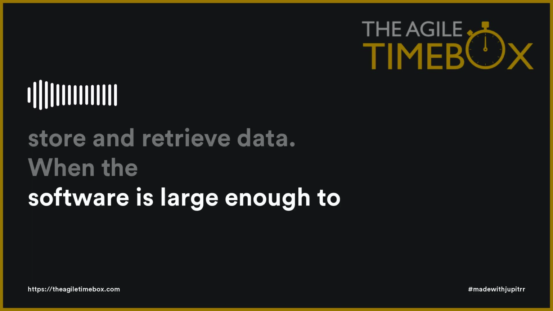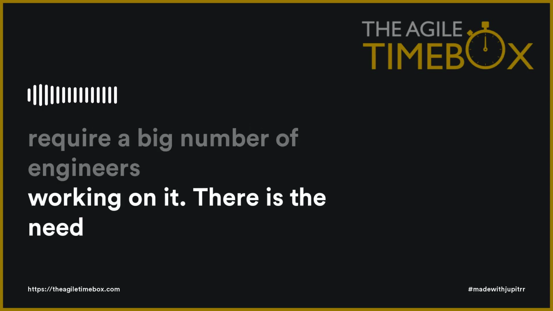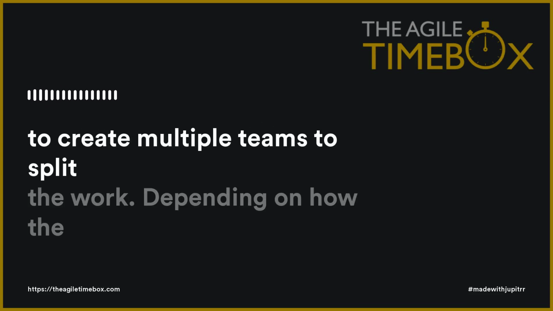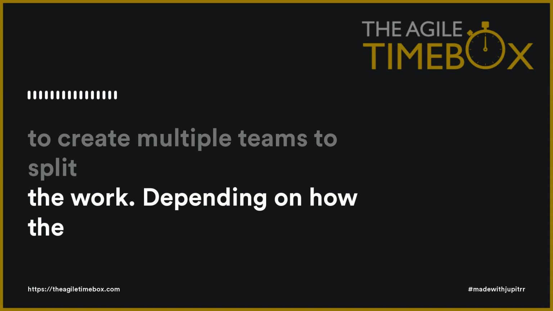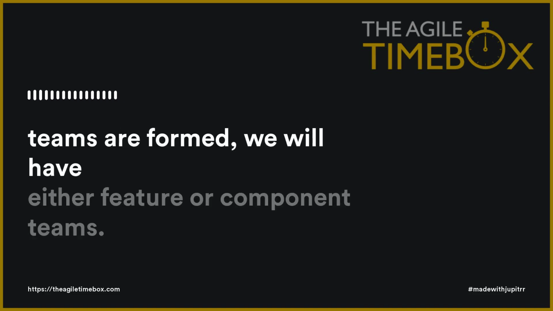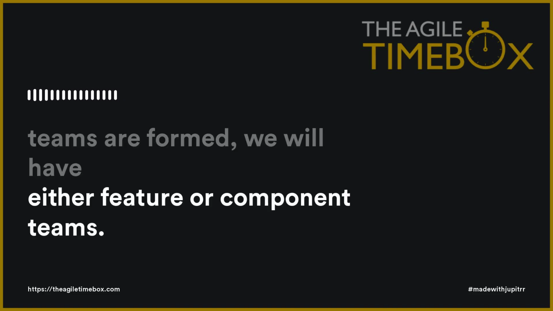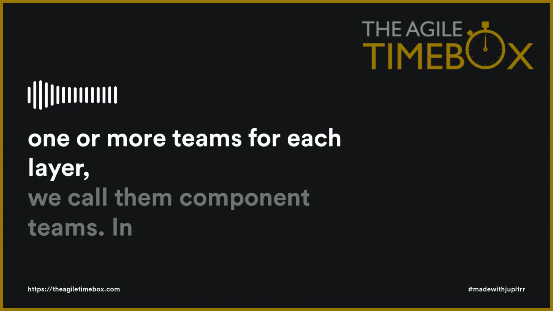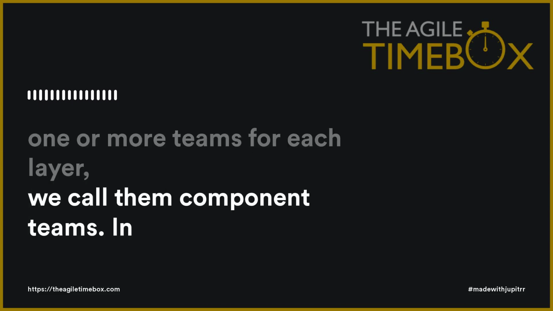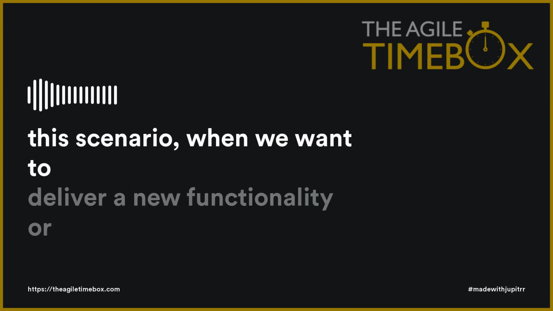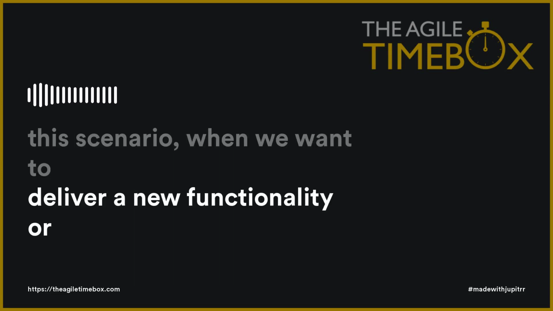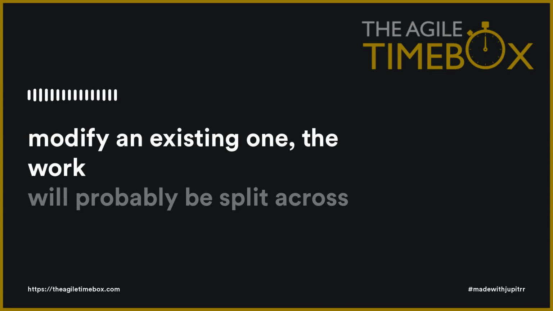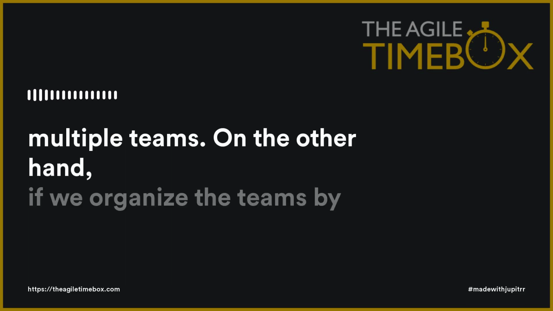When the software is large enough to require a big number of engineers working on it, there is the need to create multiple teams to split the work. Depending on how the teams are formed, we will have either feature or component teams. When teams are organized around the different layers, and we have one or more teams for each layer, we call them component teams. In this scenario, when we want to deliver a new functionality or modify an existing one, the work will probably be split across multiple teams.